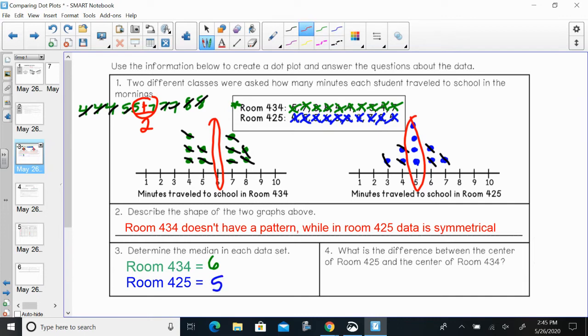The difference between the center of room 425 and 434 is just 1 minute. Remember, difference in math means subtract. So I just did 6, take away 5, and I got 1. So all in all, the minutes traveled to school for each group of students is very close. In room 434, I have 6 minutes. In room 425, I only have 5 minutes. Although the way that their data is laid out is different. It looks different.